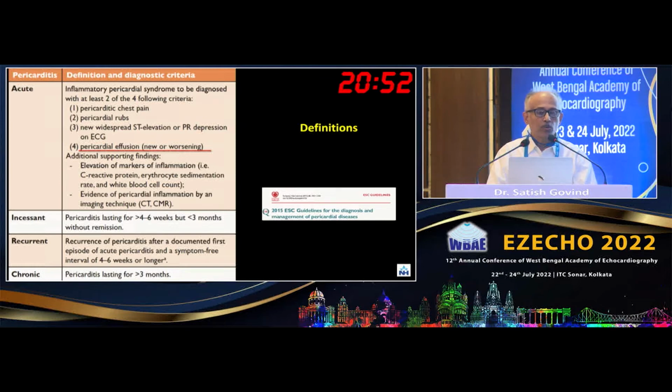So how do we come to the diagnosis? It's a little more detailed as far as the criteria is concerned. There is the symptom here, chest pain, and then the auscultation rub, and the ECG ST elevation, and then echo comes here with effusion. So this is the only area where it provides real conclusive information. And then you have the inflammatory markers, and then you have the other imaging modalities. Now when it comes to the others, it's more or less the same here. So this is from the ESC guidelines.